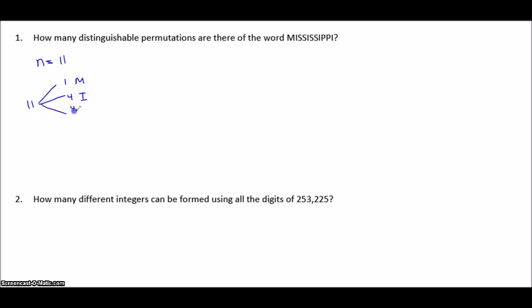There's 4 S's, and then there's going to be 2 P's. And then as a check, we should count these up to make sure they add up to 11. 1 plus 4 is 5, plus 4 is 9, plus 2 is 11. So we have 1 of type M, 4 of type I, 4 of type S, 2 of type P.